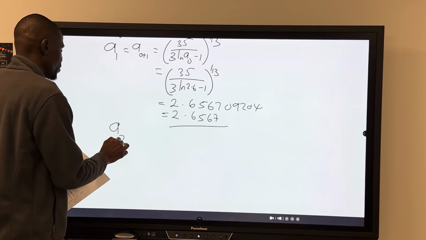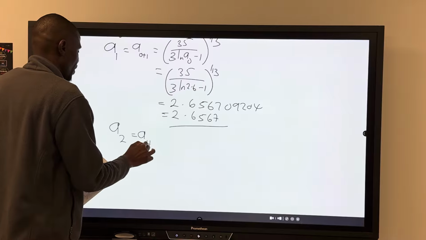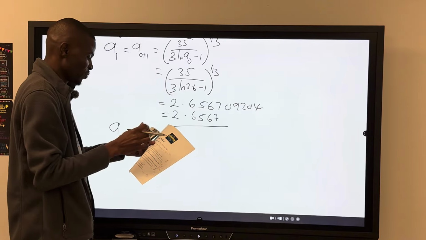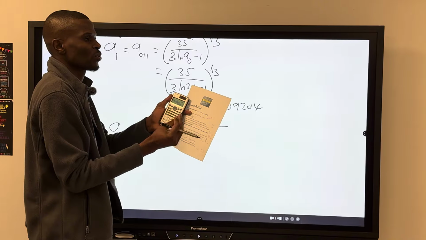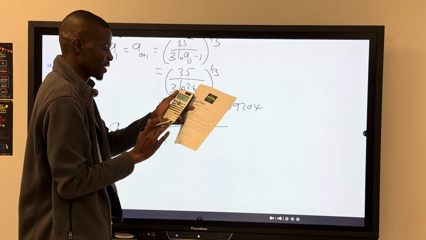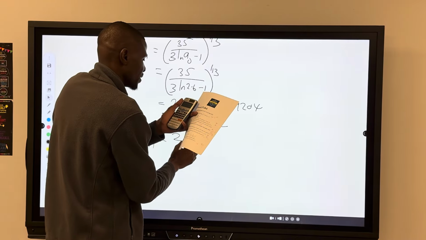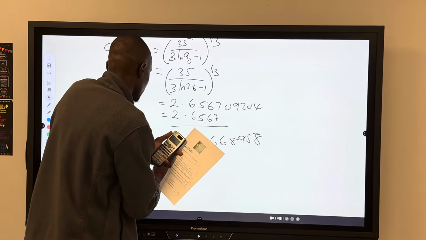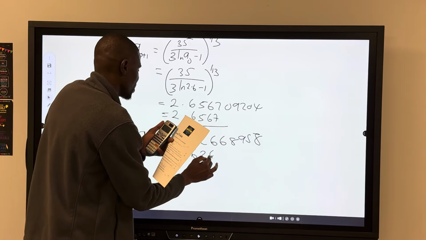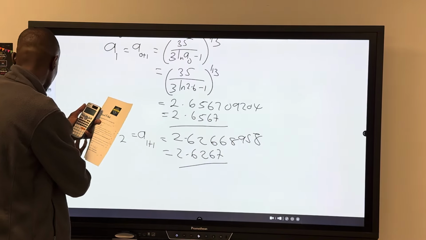Now A2, we know that it's A1 plus 1. You don't need to redo this, because the calculator has stored the previous solution. So just press the equal sign once. It's now 2.62668958, which is equal to 2.6267.